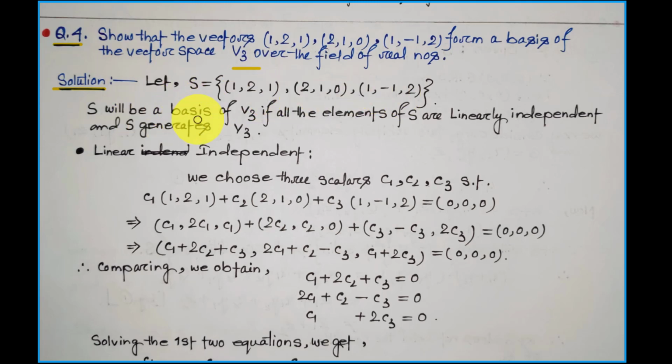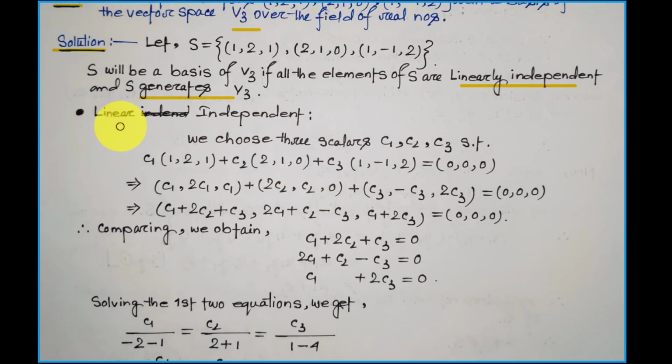So S will be a basis of V3 if all the elements of S are linearly independent and S generates V3. So let us verify whether the elements of capital S are linearly independent or what. To do so, we have to consider 3 arbitrary scalars C1, C2, C3, so that C1 into first element plus C2 into second element plus C3 into third element equals 0 0 0.